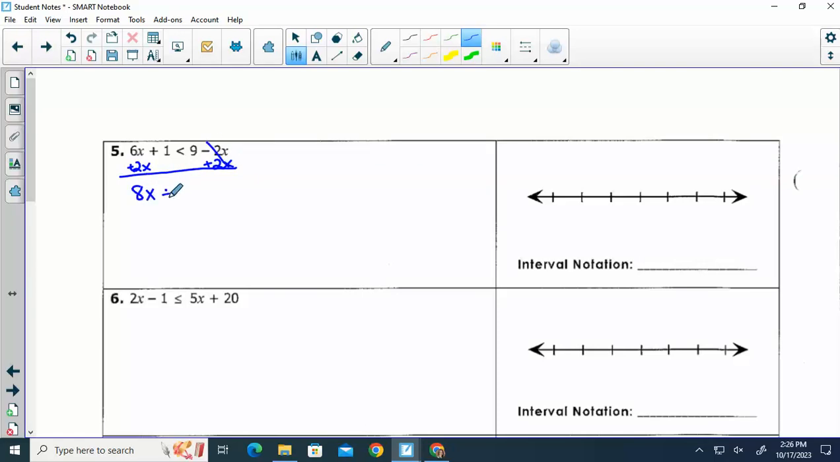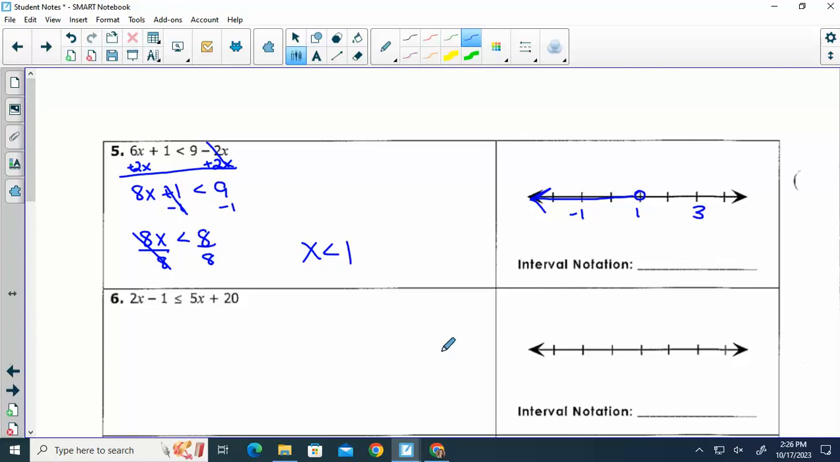So 8x plus 1 is less than 9. Subtract our 1. Divide by positive 8, so nothing flips, so you get x is less than 1. So less than would be open, going to the left. Is that one okay?